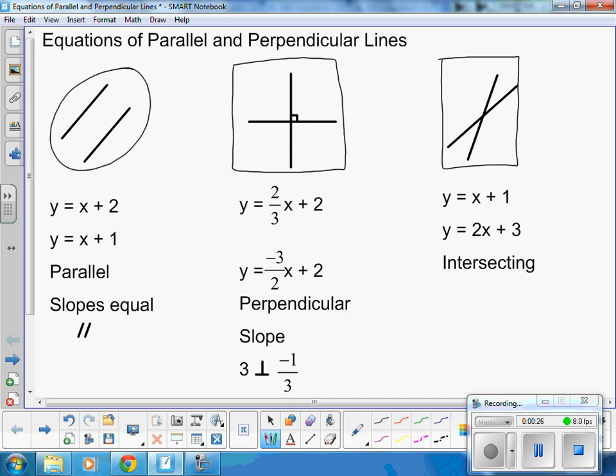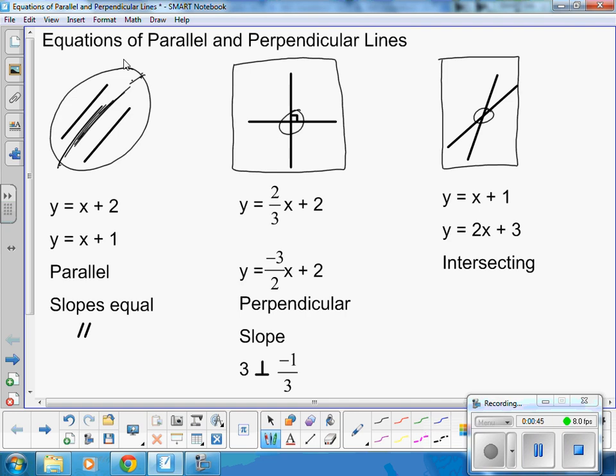Okay? Perpendicular lines are going to have one solution. Intersecting lines are going to have one solution. There is another example where they have an infinite number of solutions because they're the same line. And then parallel, there's not going to be any points of intersection, so it has 0 solutions.